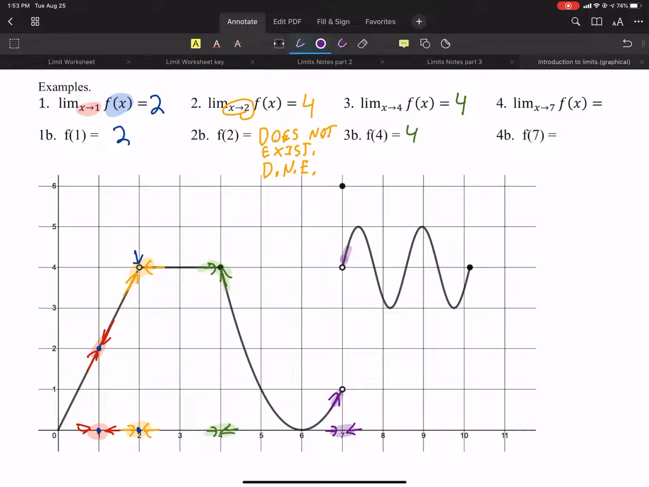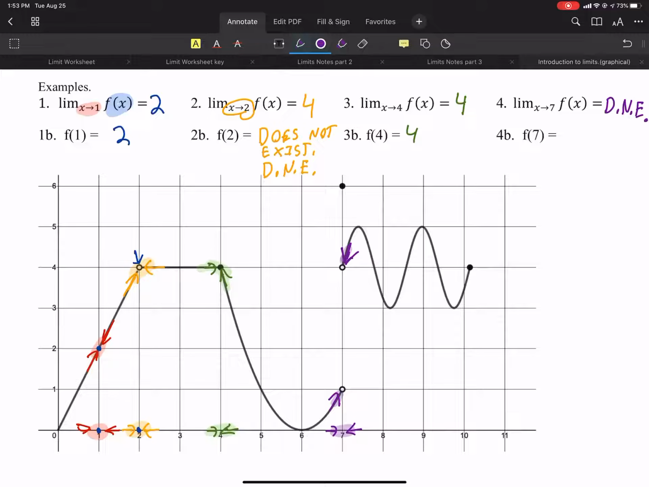There's the y value. I am in a dilemma right now, because as I get close to 7 from the right side, the y value is getting close to 4. But as I approach 7 from the left side, the y value gets close to 6. That's a problem. It's not getting close to a single number. To have a limit, you must be approaching a single number. And since the left and right approach different numbers, we say that this limit does not exist.